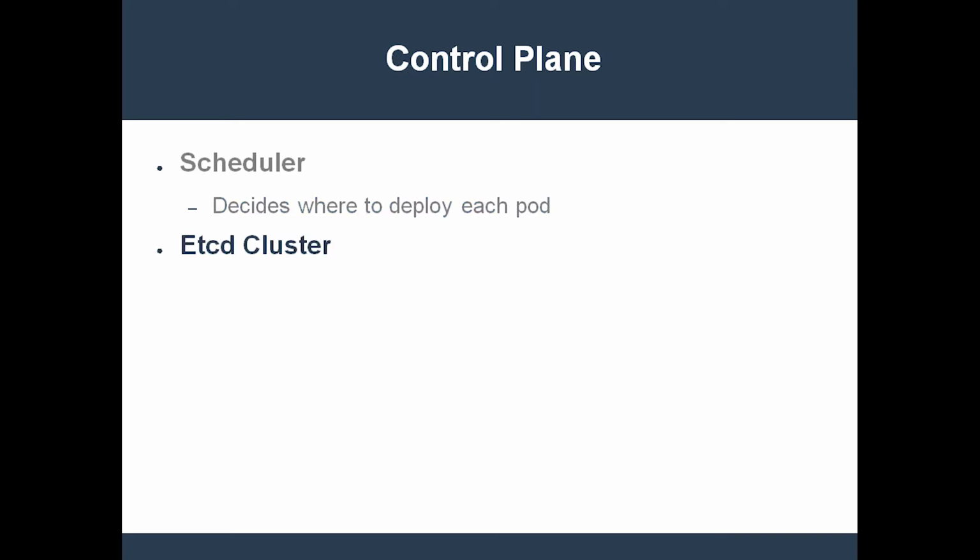etcd is a highly reliable distributed key value store. Kubernetes uses etcd to store all cluster-related management and configuration data in a fault-tolerant manner. On the other hand, a containerized process saves its data in its container or in a volume.